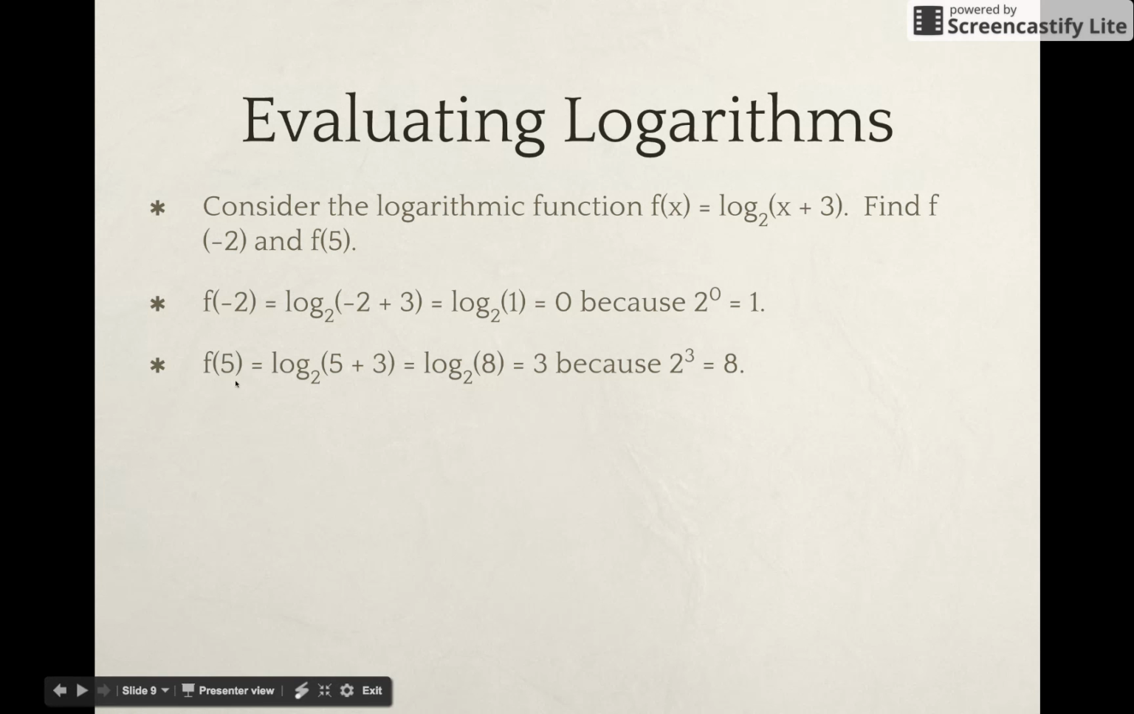f of 5 is the log of 5 plus 3 with a base of 2, which is the log of 8 with a base of 2. So thinking about the exponential form, we would be thinking 2 to some power should equal 8. And thinking of powers of 2, that would be 2 to the third. And so this logarithm is equal to 3, because 2 cubed is equal to 8.